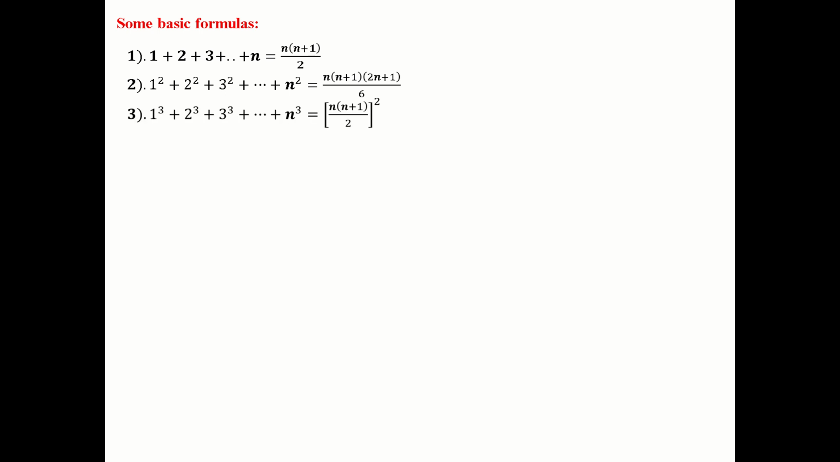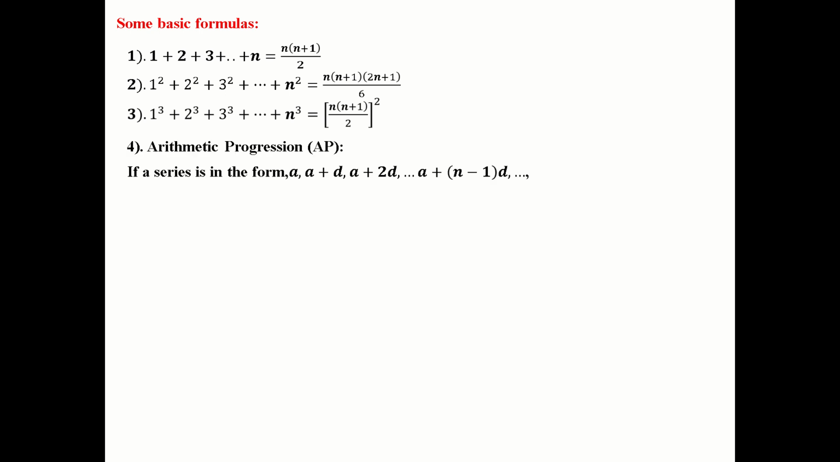Some basic formulas. We know 1 plus 2 plus 3 plus etc. plus n is equal to n into (n plus 1) by 2. And 1 square plus 2 square plus etc. plus n square is equal to n into (n plus 1) into (2n plus 1) by 6. 1 cube plus 2 cube plus etc. plus n cube is equal to [n into (n plus 1) by 2] the whole square.